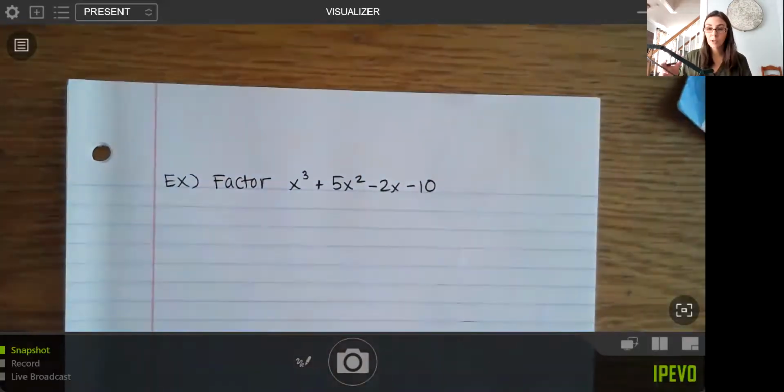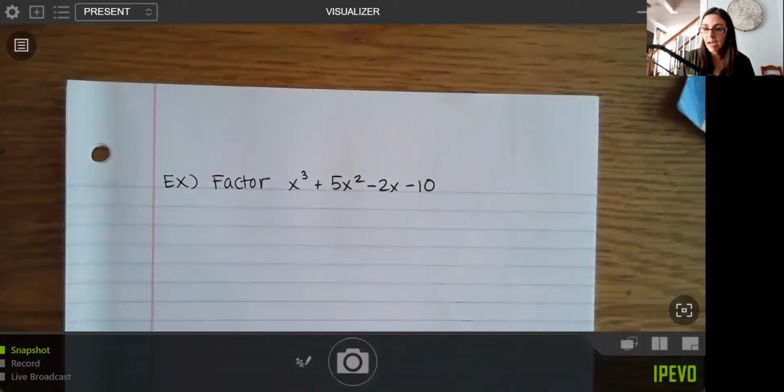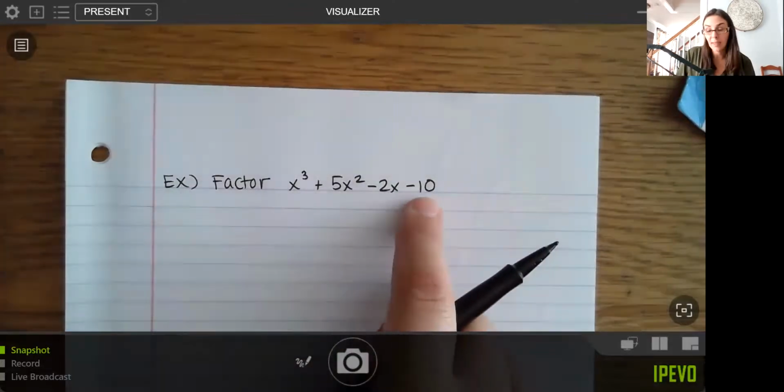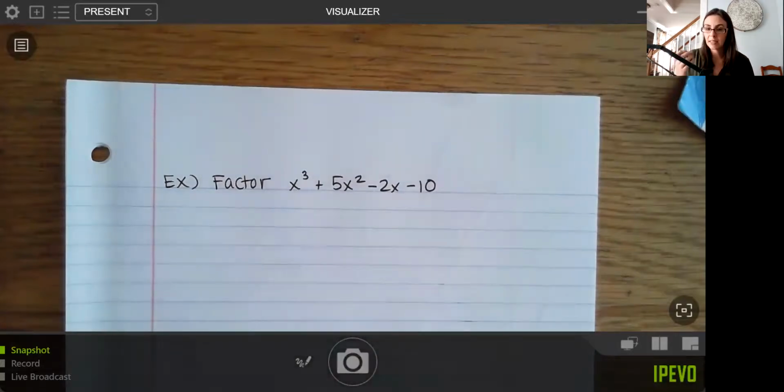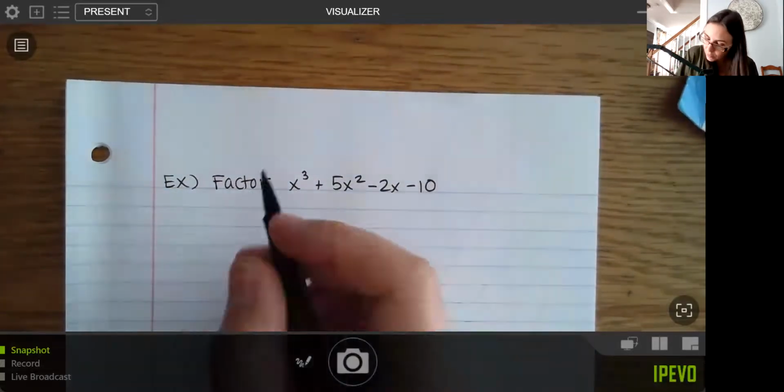Again, this one has 4 terms. So really the technique you want to try would be this factoring by grouping. And you would still look for an overall GCF first. So if you have something, you're going to take that out first. Here, if I look though, I don't have anything in common to all 4 terms. My GCF is just 1. So I can go ahead and skip that step. And I'm just going to rewrite the problem.